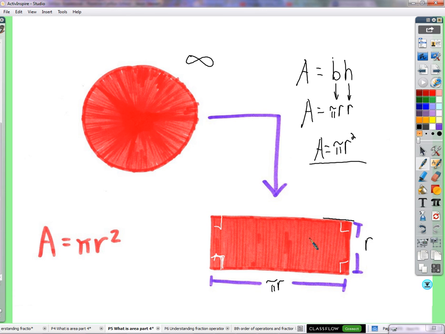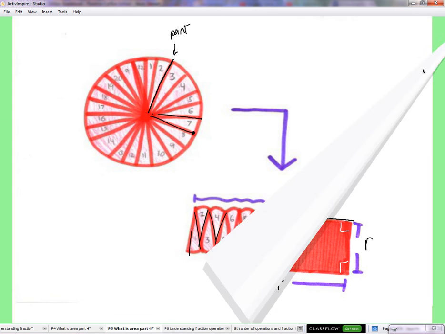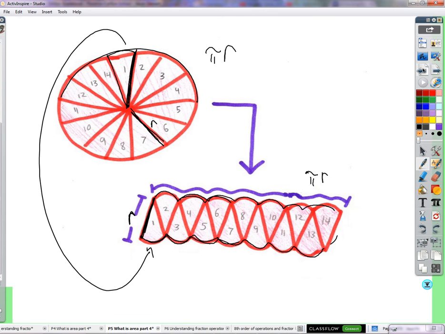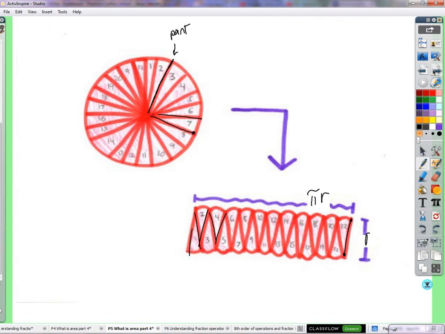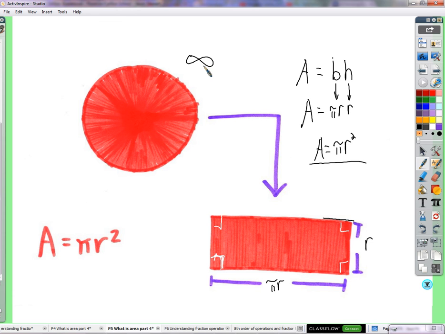Watch it. So how does my circle become a rectangle, by this whole thing we talked about? We cut it into pieces. Okay, we put them alternatingly like that. Now let's put it all back together. We'll cut it into more pieces. We'll do the same thing, and we'll put it all back together. We'll cut it into an infinite number of pieces.